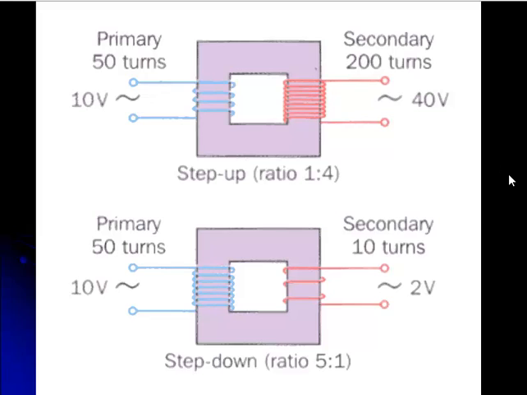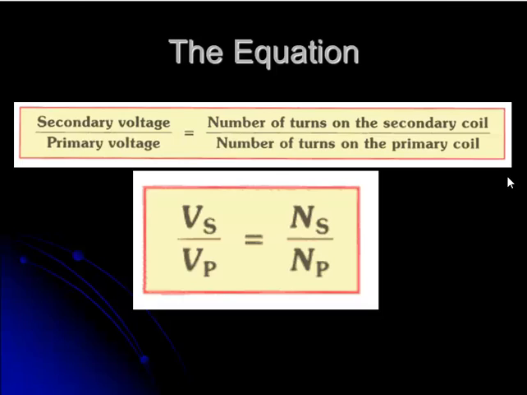So I'll give you the formula we'll use for this calculation. Secondary voltage divided by the primary voltage. So the voltage going into the primary coil is the primary voltage, and the voltage coming out of the secondary coil is the secondary voltage. This is going to be equal to the number of turns of the secondary coil divided by the number of turns of the primary coil.